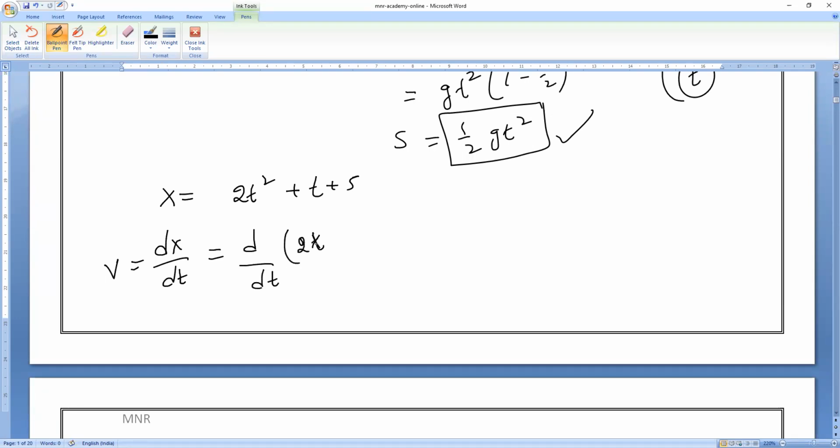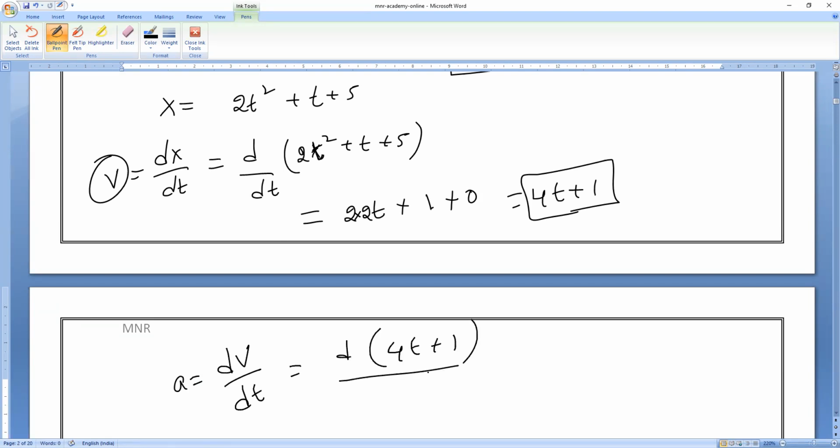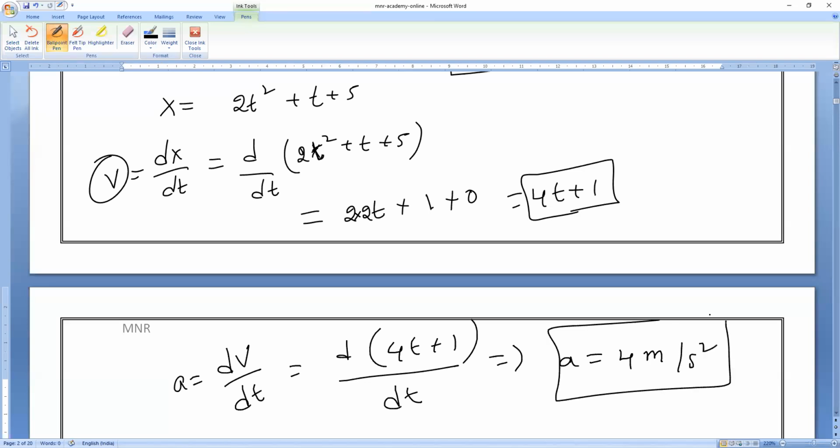If I differentiate 2t square plus t plus 5, d by dt of 2t square: 2 is a constant, so 2t square gives 4t. Plus t gives 1, plus a constant gives 0. So it is 4t plus 1, which is actually the velocity. But we want acceleration, and acceleration means dv by dt. So d by dt of 4t plus 1, what will the answer be? Acceleration equals 4 meter per second square.